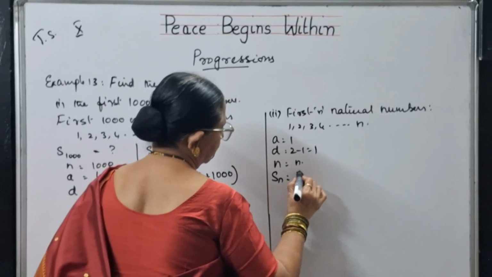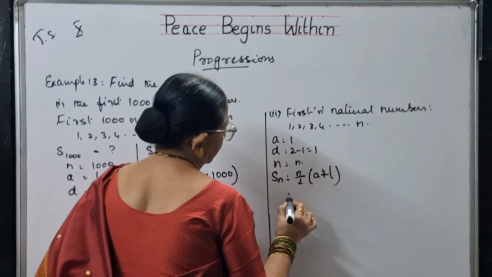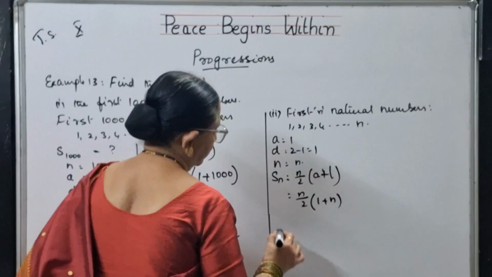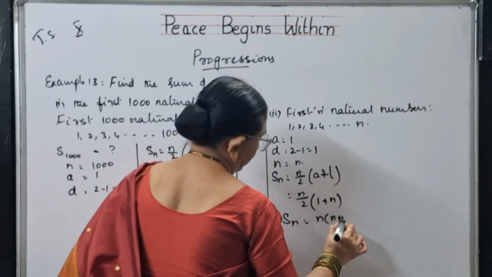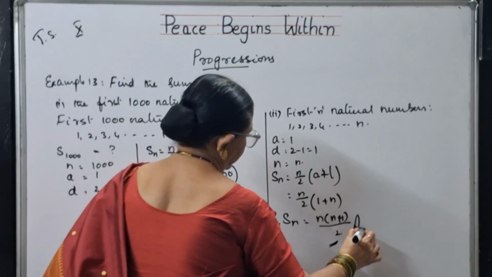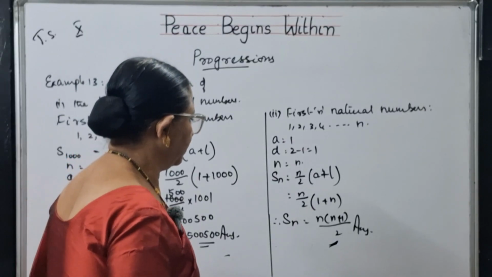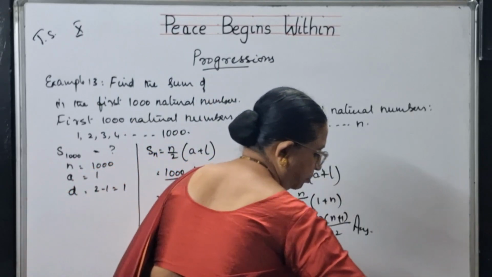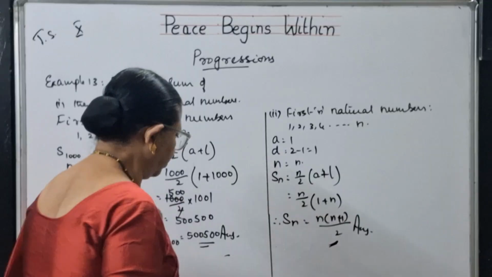Sum to n terms is equal to n by 2 into a plus last term. That is n by 2 into a is 1 plus last term is n. Therefore, sum to n terms is n into n plus 1 by 2. This is the answer, children. And this has become a formula also. Sum of first n natural numbers formula, it's a very important formula. N into n plus 1 by 2 is a very, very important formula, children.